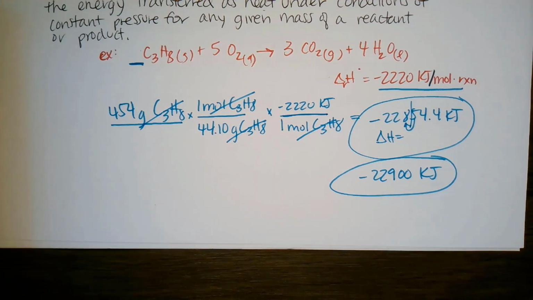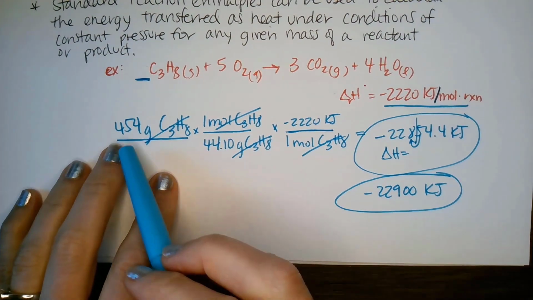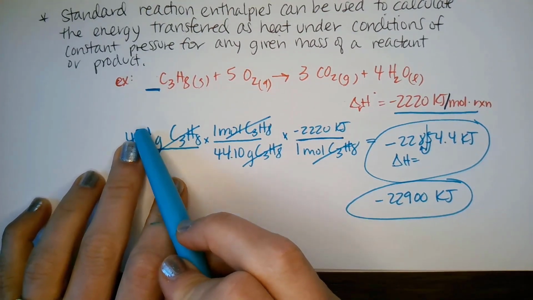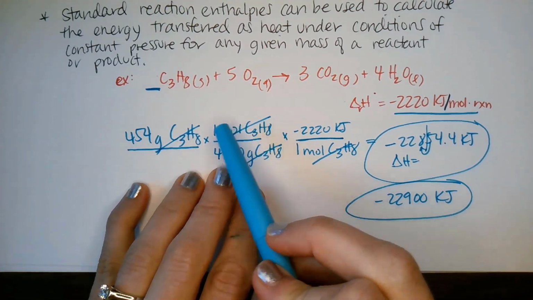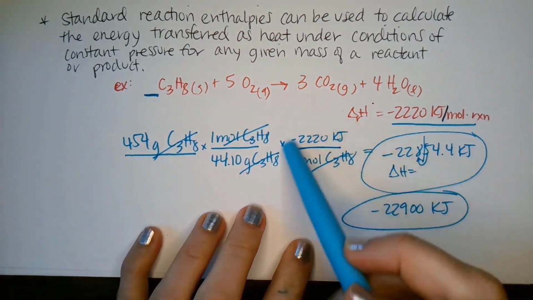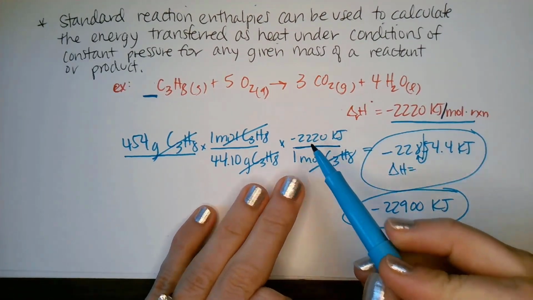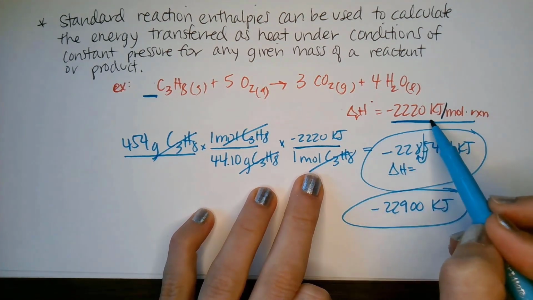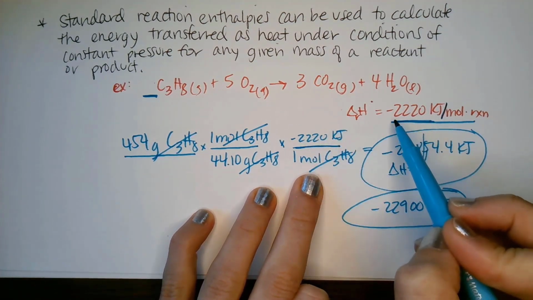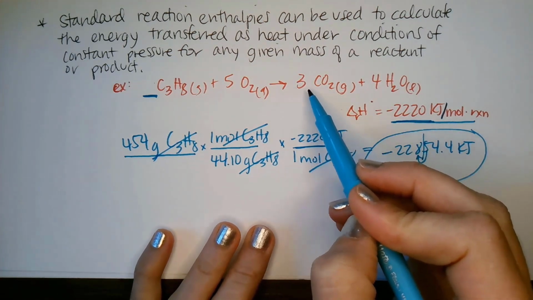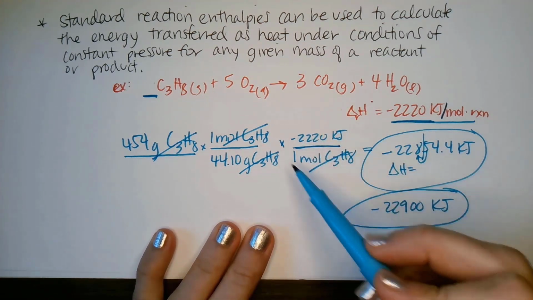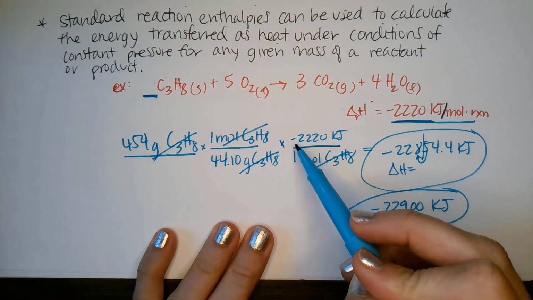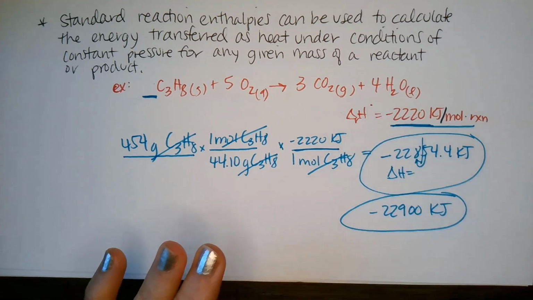Now, let's say I started with 454 grams of oxygen, so I would do the same thing. I would go grams of oxygen to moles of oxygen for 1 mole of oxygen. But this ratio would just be a little bit different. I would say that 5 moles of oxygen was equivalent to that same amount of energy. Or if it was CO2, my ratio would be 3 moles of CO2 for 2,220 kilojoules.